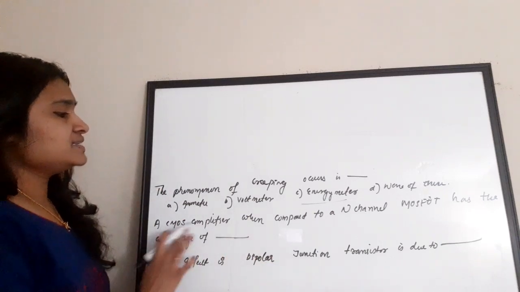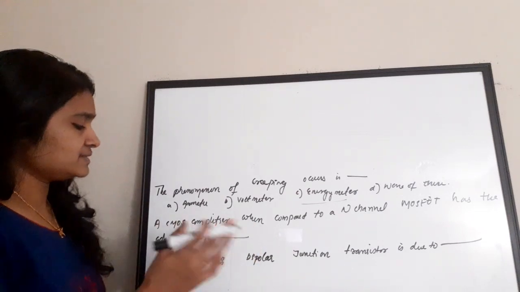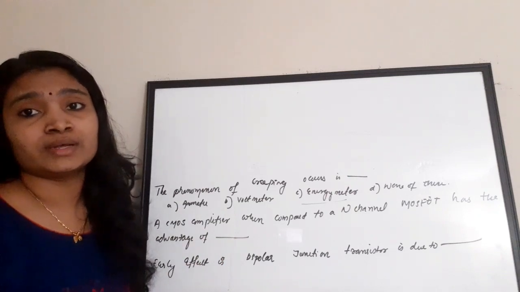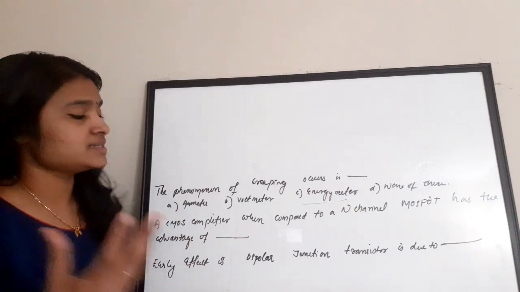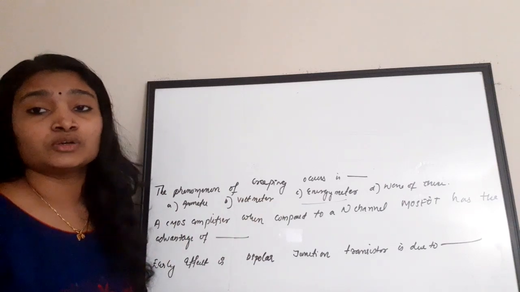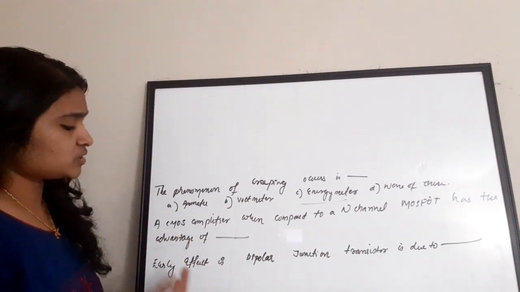Next question, a CMOS amplifier when compared to an N-channel MOSFET has an advantage of dash. It is having a higher cutoff frequency. Higher cutoff frequency compared to that of an N-channel MOSFET. CMOS is having higher cutoff frequency as compared to N-channel MOSFET is the answer. Moving on to the next question.